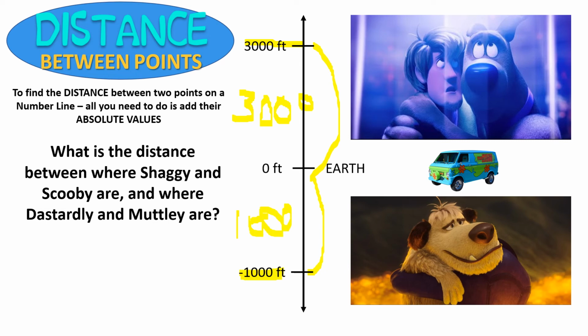If we look at that with math symbols, the absolute value of 3,000 plus the absolute value of -1,000 is going to give us 3,000 plus 1,000, which gives us 4,000 feet. So Scooby and Shaggy are 4,000 feet away from where Dastardly and Muttley are.